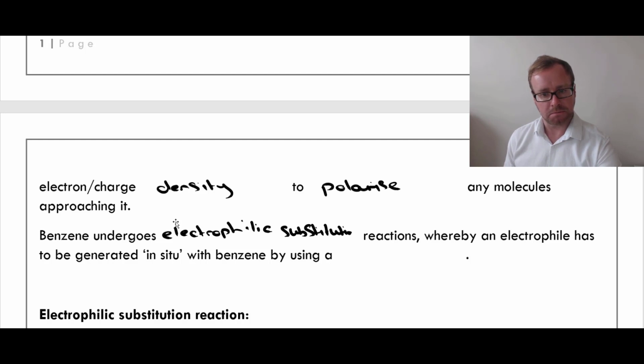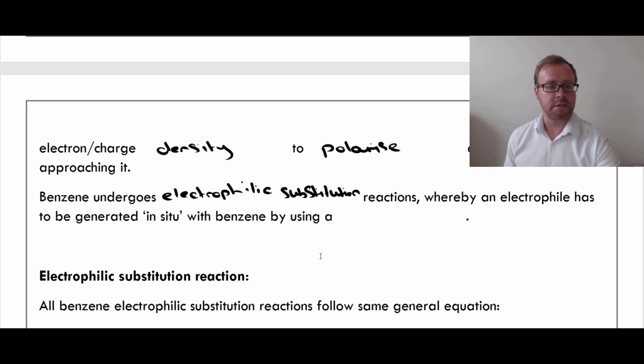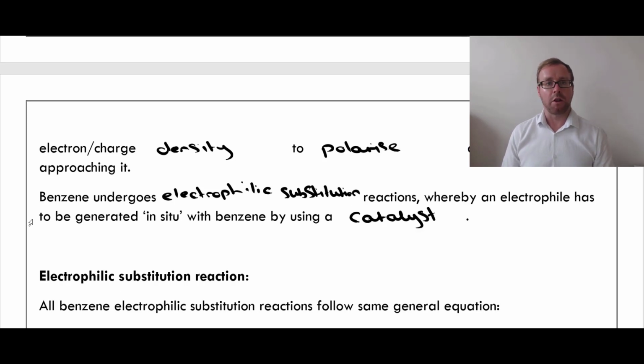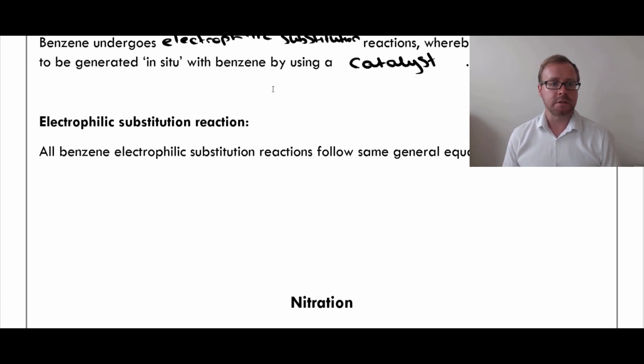Okay, so benzene does undergo electrophilic substitution reactions, whereby an electrophile has to be generated in situ with benzene by using a catalyst. In situ just means along with the benzene. So, electrophilic substitution reactions.